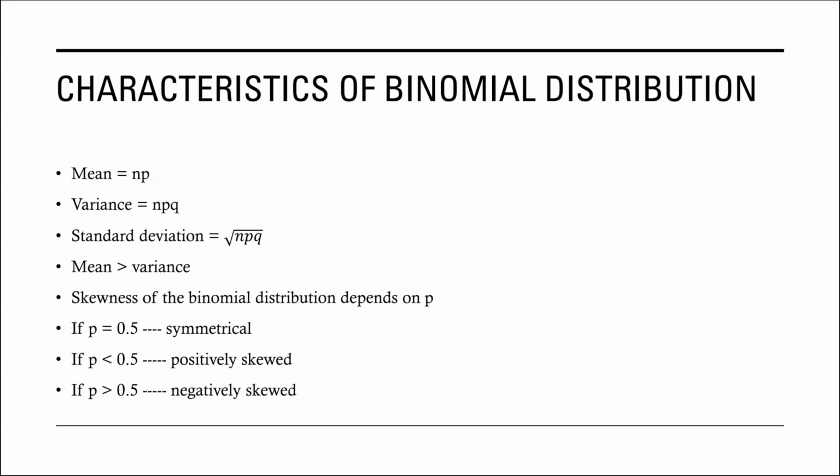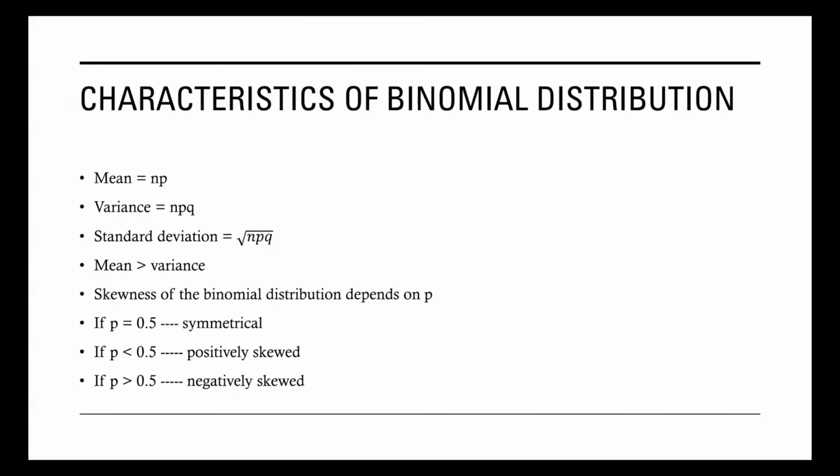Then these are the characteristics of binomial distribution. If you take the mean of a binomial distribution, it will be equal to np. And the variance of a binomial distribution will be equal to n into p into q. The standard deviation will be the square root of the variance, which is square root of npq. And always for binomial distributions, mean will be greater than variance.